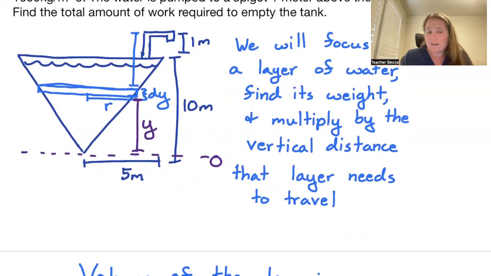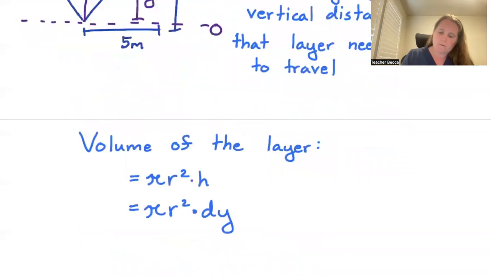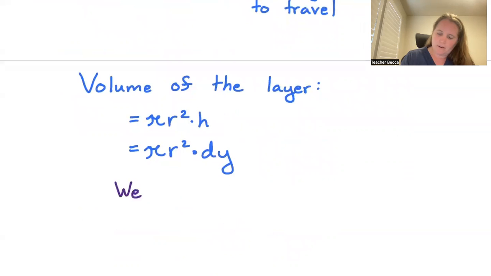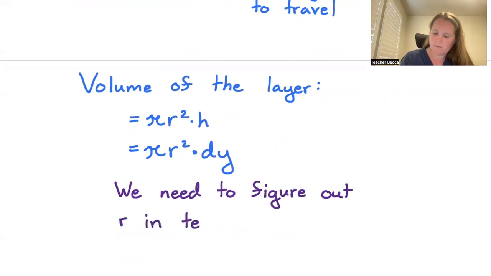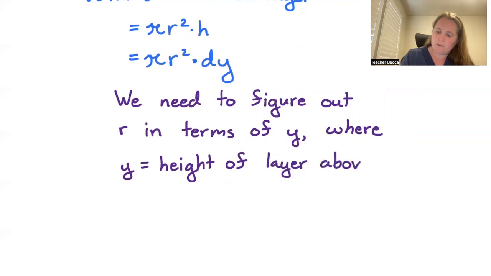So we need to figure out r in terms of y, where y is the height of the layer above the bottom of the cone, or above the bottom of the tank.